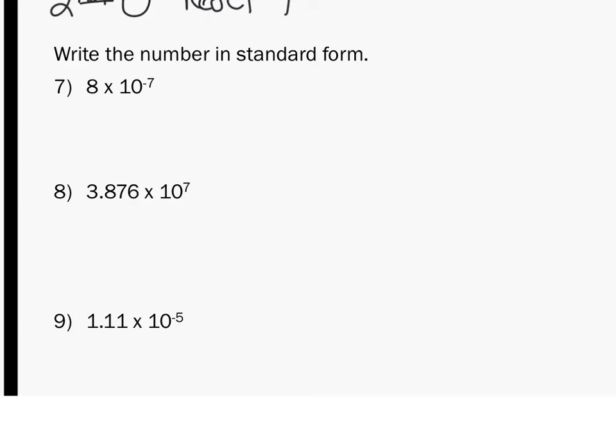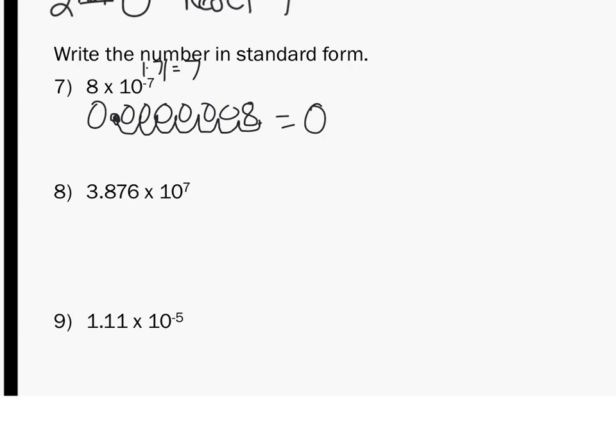We're just going to write 8. And since my exponent is -7, remember the absolute value of -7 is 7. We're going to move my decimal to the left 7 times. 1, 2, 3, 4, 5, 6, 7. Put my decimal, 0s as my placeholders. Okay. Equals 0.0000008.